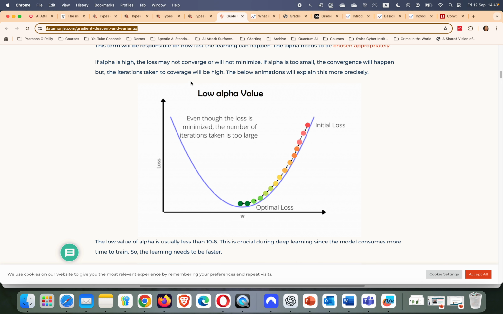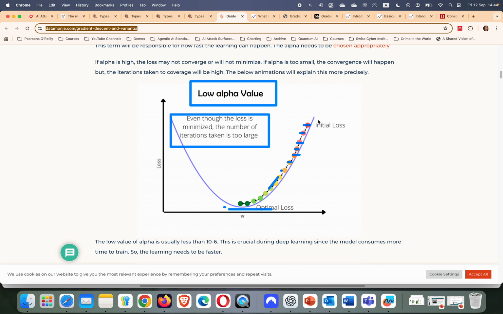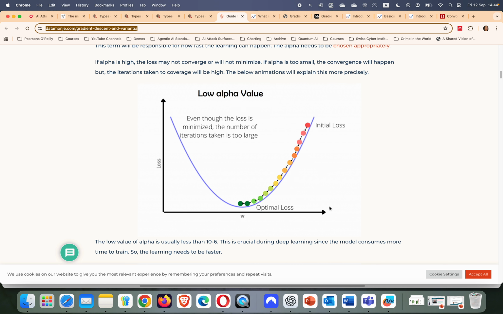So first you have, let's say, the low alpha value. So you see how many iterations you have. So you have here 1, 2, 3, 4, 5, 6, 7, 8, 9. These loads of data iterations. So even though the loss is minimized, so you're going to reach this level here, the optimal, there's way too many steps. So this would take too long to train.